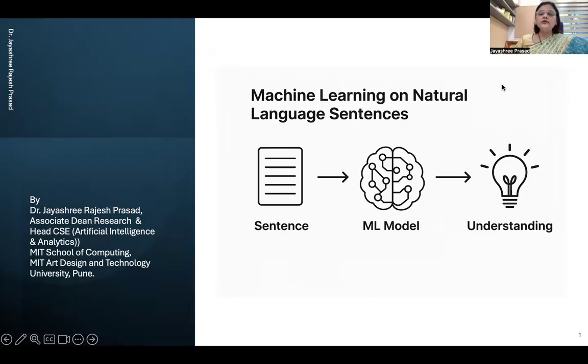When we think about how machines understand human language, it's really fascinating. Machine learning allows computers to go beyond just reading words. It helps them understand the meaning, tone, and intent.